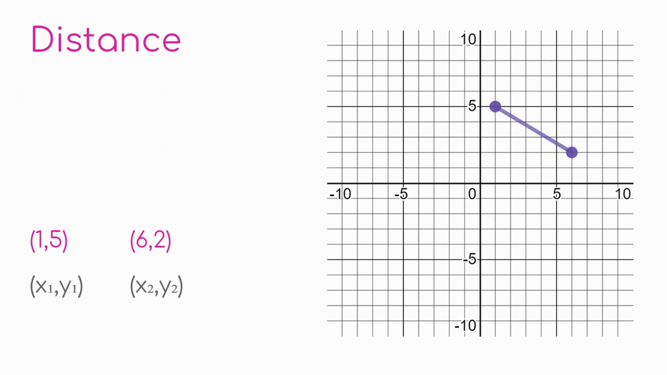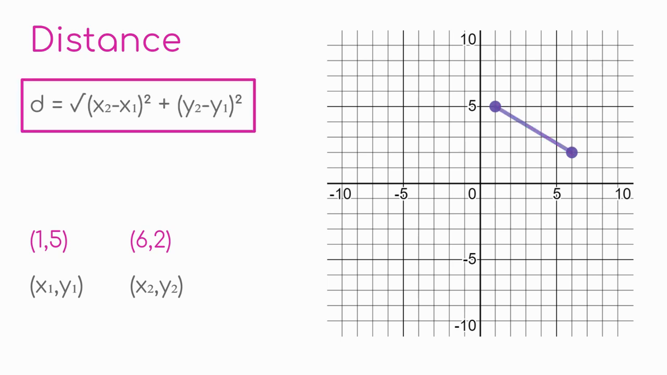If I had a horizontal or a vertical line, it would be pretty easy because I could just count the boxes and find out how long it is. But since this one's diagonal, I'm going to have to use some kind of formula because I can't just count. The way you would find the formula is by creating a right triangle and then using the Pythagorean theorem to subtract the coordinates and solve for the hypotenuse, which is pretty complicated. So I'm not going to go through that with you. I'm just going to give you the formula.